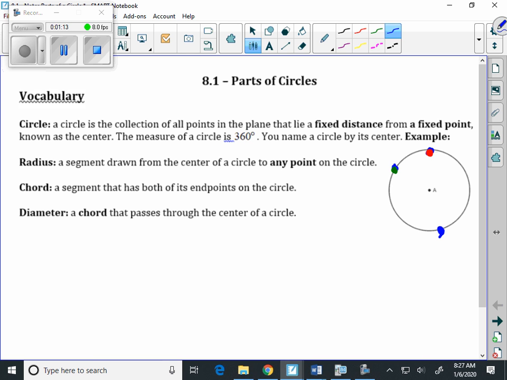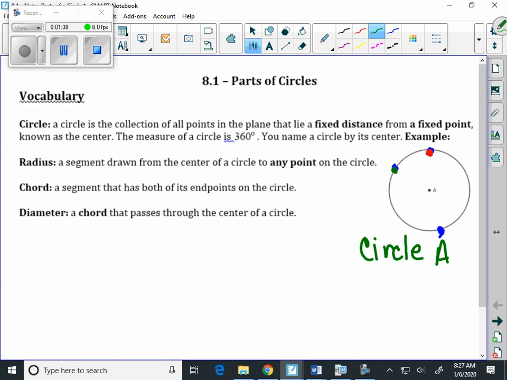And in a circle, there's 360 degrees, and we name a circle by its center. I didn't do very well with my space, but this is circle A. That's how we name that circle. And as you're writing that down, we can talk about some more words.